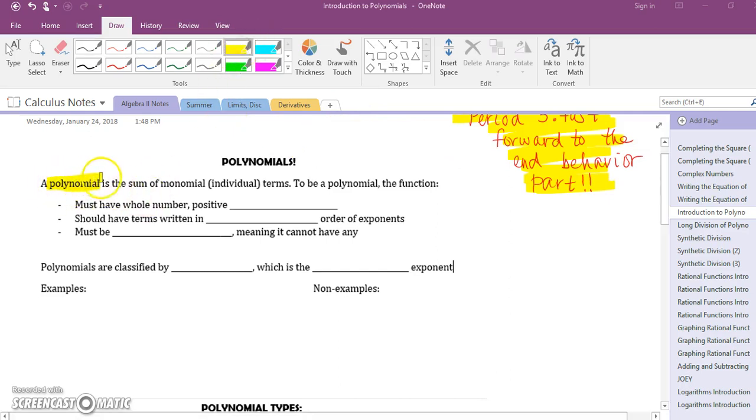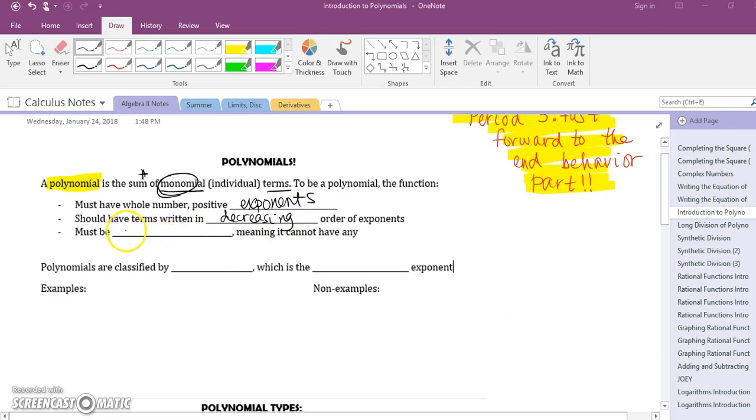I've been saying the word polynomial, and I never actually gave you a formal definition of it. So a polynomial is the sum. Sum just means you're adding. And you add up monomial terms. Now monomial, mono is a prefix for one, so you just add up individual terms and you get a polynomial. But there are a couple rules here for a function to be a polynomial. First of all, you must have whole number positive exponents. And second of all, you should have terms that are written in decreasing order of exponents.